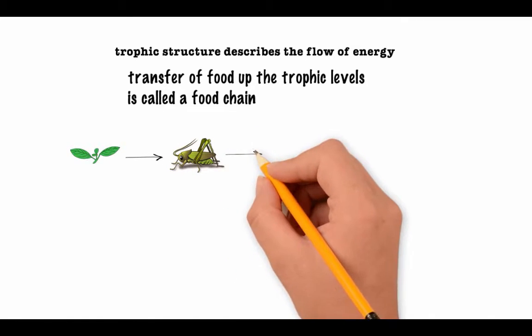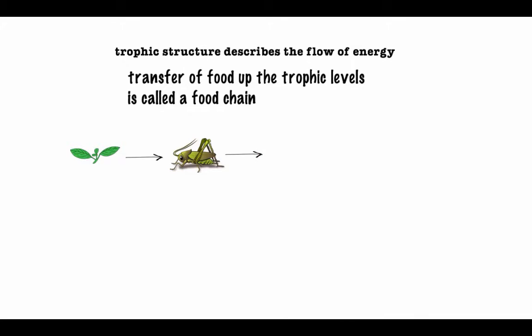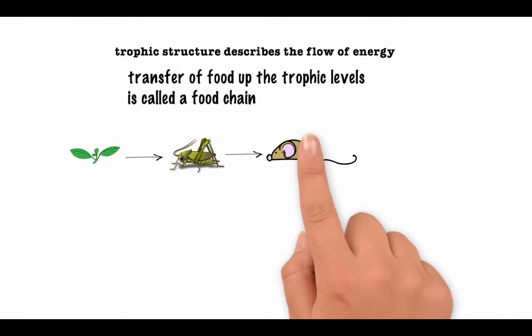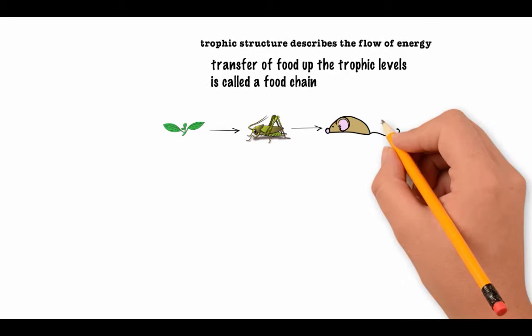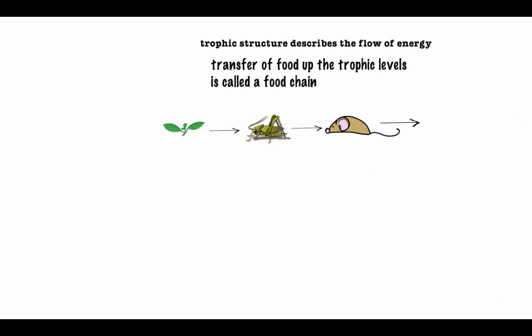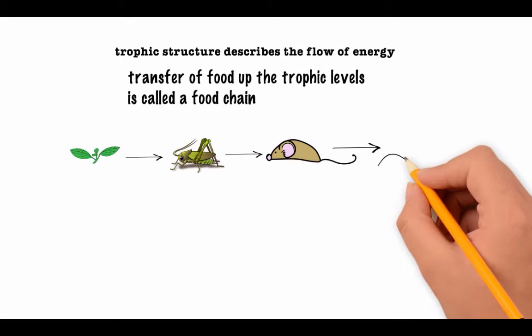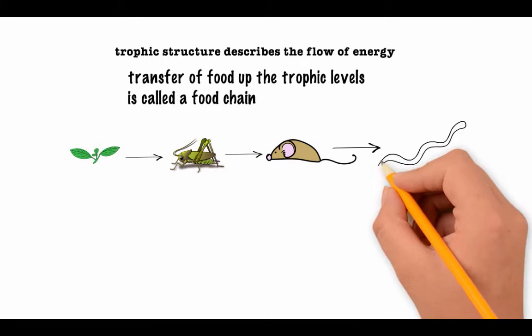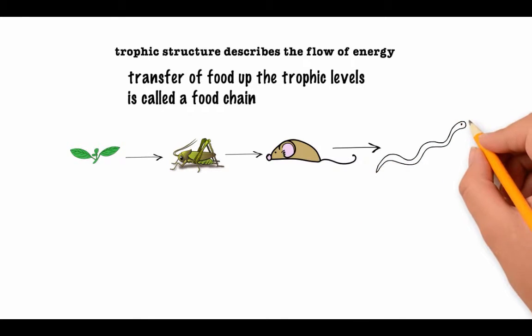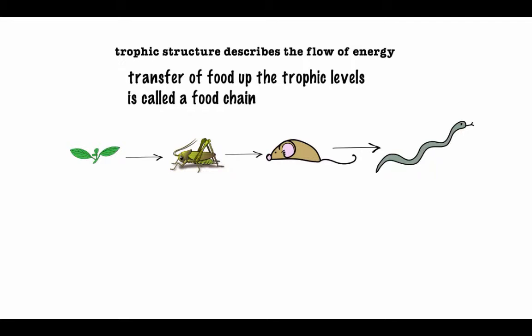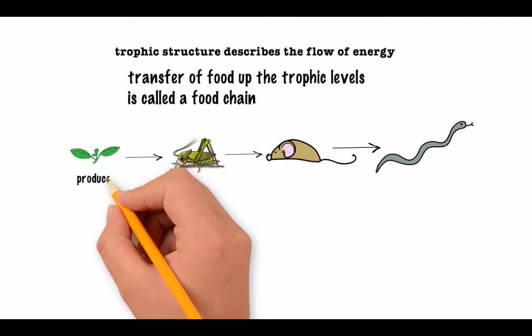We call animals that eat plants herbivores. The energy is passed from the herbivore to the third trophic level. This is a carnivore, an animal that eats another animal, in this case a mouse. Finally, the top carnivore in this food chain occupies the fourth trophic level. This food chain has 4 trophic levels. Rarely will one have more than 5.